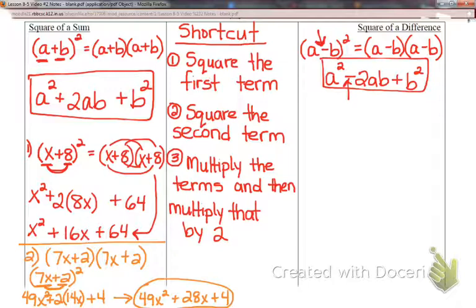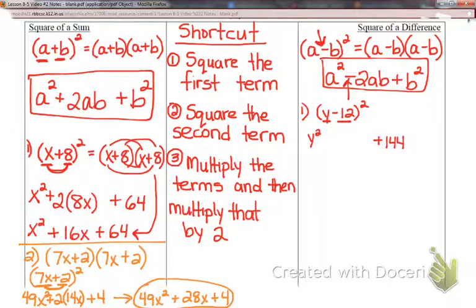Okay, the first example of this that I would like to do is y minus 12 squared. If you feel comfortable with it, feel free to pause the video, do it on your own, and then check it with me. So to do this, we're going to follow our shortcut steps. Square the first term, that's y squared. Square the last term, remember that'll be positive, so back here I'm going to put a plus. 12 squared is 144.